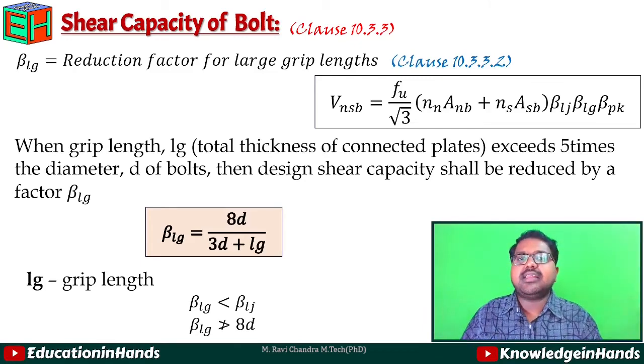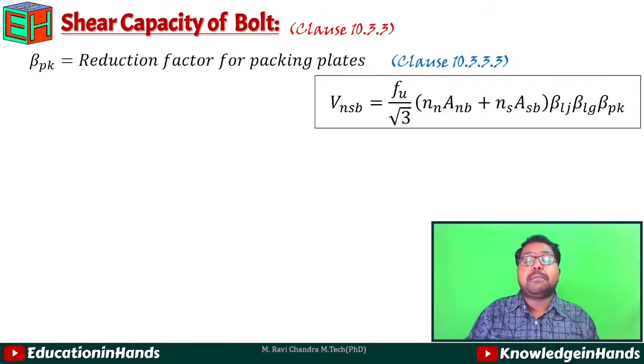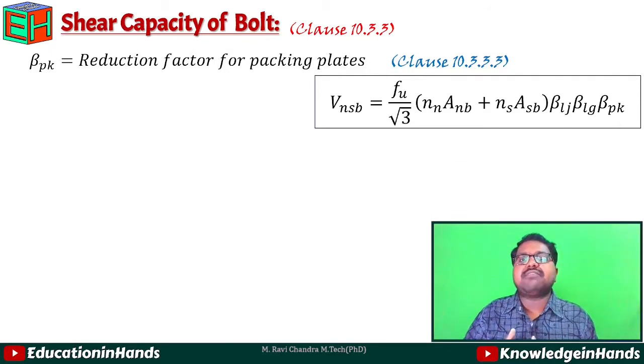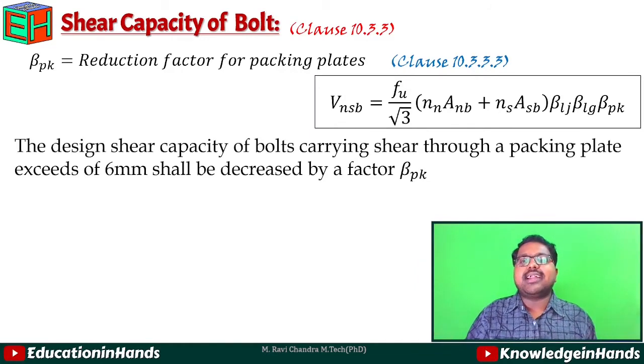Likewise, the third reduction factor is beta PK, the reduction factor for packing plates, in clause 10.3.3.3. Here, when we adopt this beta PK, the design shear capacity of the bolts carrying shear through a packing plate exceeding 6 mm shall be decreased by factor beta PK. Okay, they gave something, but I didn't get it.